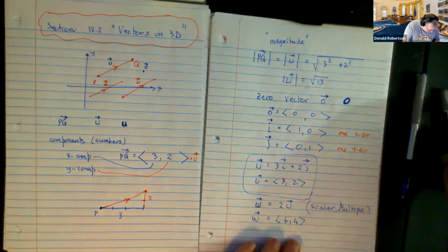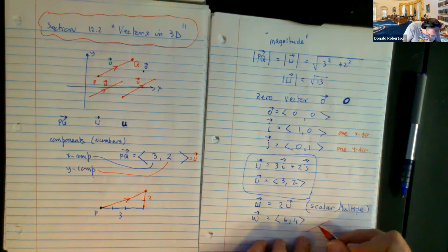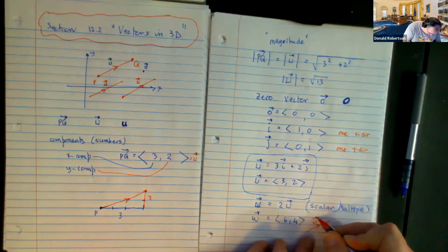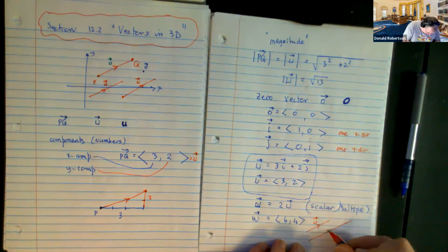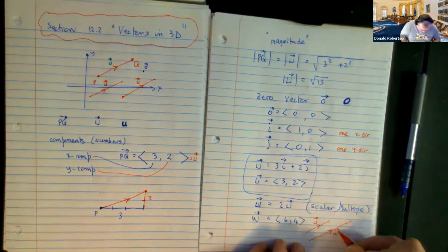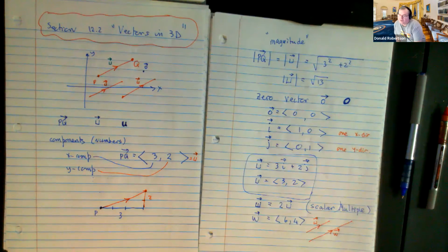Now, if you imagine that this was the original vector u, wouldn't the vector w be parallel to it, but just twice as long? And that's how it would look if you drew both of them side by side. Does that make sense, that doubling a vector doesn't change its direction? Doesn't it just double its magnitude? It makes it twice as long.